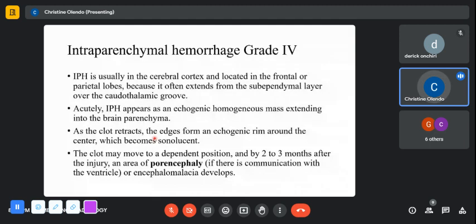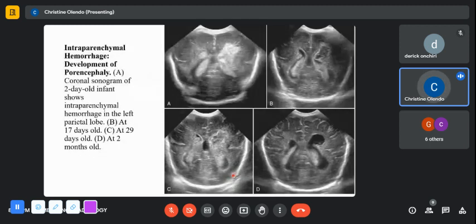Again, as a clot retracts or ages, the edges become echogenic around the center, which becomes sonolucent. The clot may move to a dependent position by 2 to 3 months after injury. You can have porencephaly or encephalomalacia, which may develop. So here we're seeing parenchymal hemorrhage.